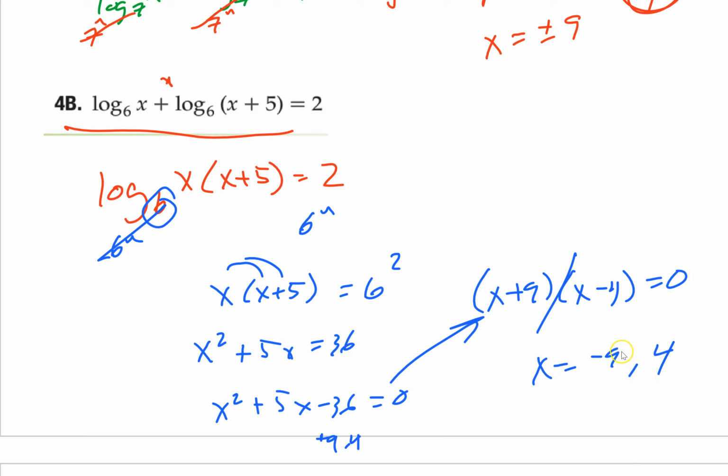Again, check your work. If I plug in negative 9, not going to work here. It'll be log of a negative, so that's no good. Plug in 4, works, that's fine. Right, so again, condense, take the base of both sides. That's how you solve a normal log problem like you always do. And then at the end, don't forget to check your work because logs are a little finicky with their domain.